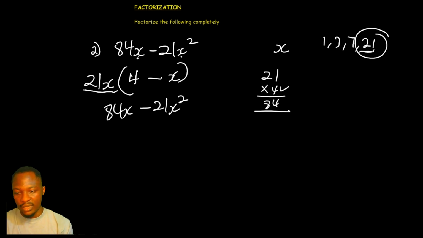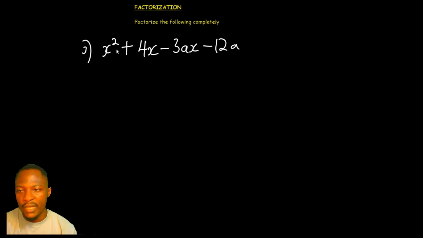Now let's consider the third one. The third one, we have x squared plus 4x minus 3ax minus 12a. Now as you can see here, we have more than two terms. So what you have to do is that we need to group like terms, or we need to put the first two terms inside the bracket and also the last two terms inside the bracket. But before you put them into bracket, you must check, do you have a common factor between the two terms that you're going to put in the bracket? Here we have x here, and also here we have x here.